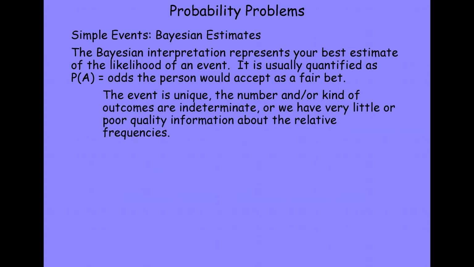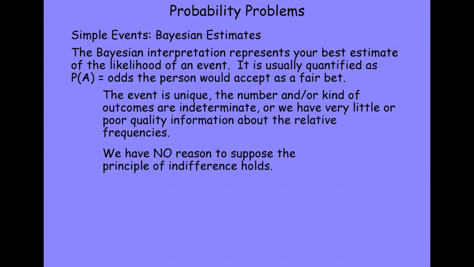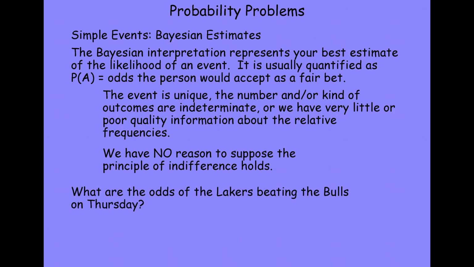So when are we going to use the Bayesian interpretation? Well, if it's a unique event so that we can't use frequencies, if the number or kind of outcomes are indeterminate so that we're limited in our knowledge about the outcomes, or if we have very little or poor quality information about the relative frequencies. We don't have any reason to suppose that the principle of indifference holds. In these cases, we'll probably use the Bayesian interpretation.